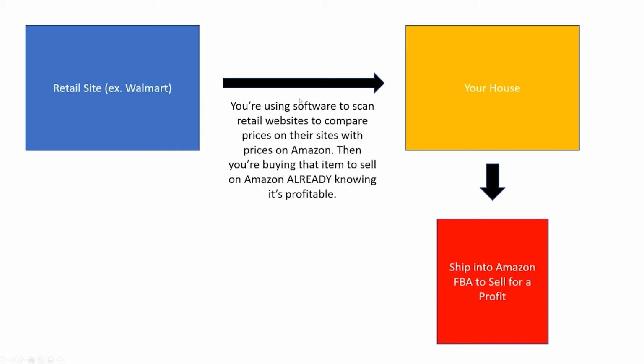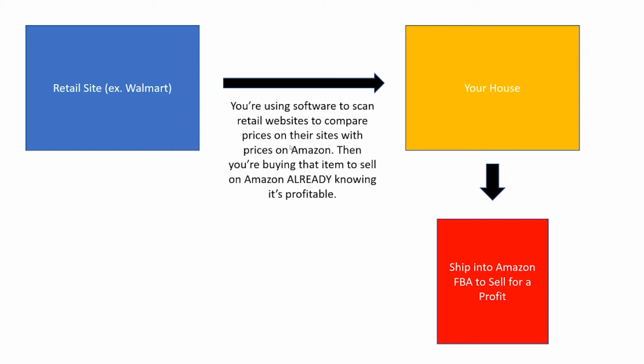So what you're going to do is use software to scan these retail websites to compare prices on their specific sites. Obviously, here we're using Walmart, but there are thousands of retail sites, right? And you're going to compare prices on those sites with the software. The software will do all of this for you. And then it's going to compare the prices on those sites to the prices on Amazon for those products, okay? And then you're buying that item to sell on Amazon already knowing it's profitable, okay?